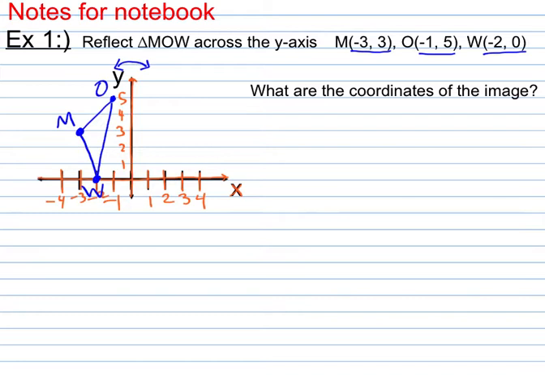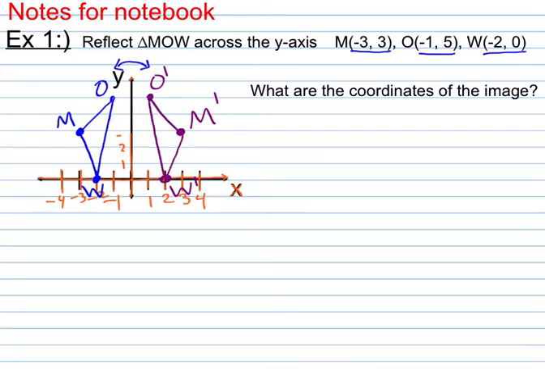Now every point is going to be the same distance to the other side of the y-axis. So right here, up at 5, I'm going to go 1 point to the other side and call that O prime. So 1 to the other side and call it O prime. Now M is 3 units away, so I'm going to go 3 units to the other side, and that will end up right here, M prime. And then W is 2 units away from the y-axis, so I go 2 units to the other side and call that W prime.